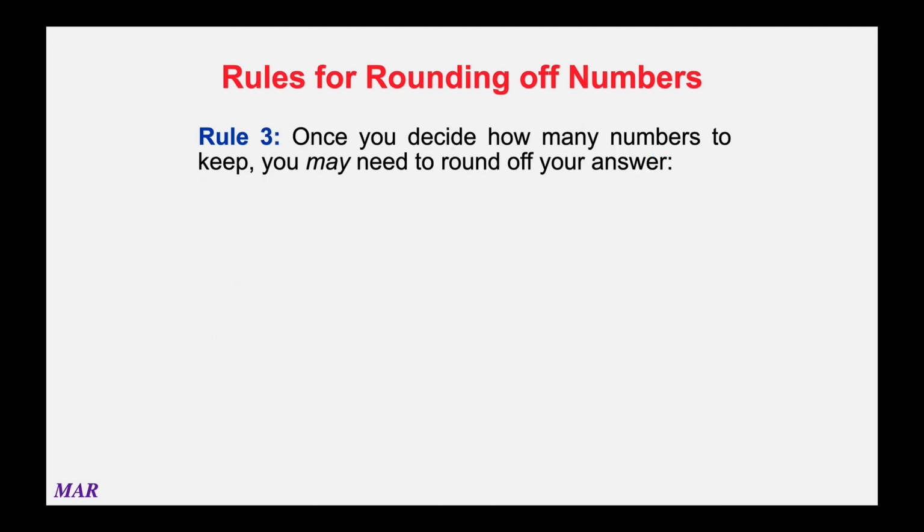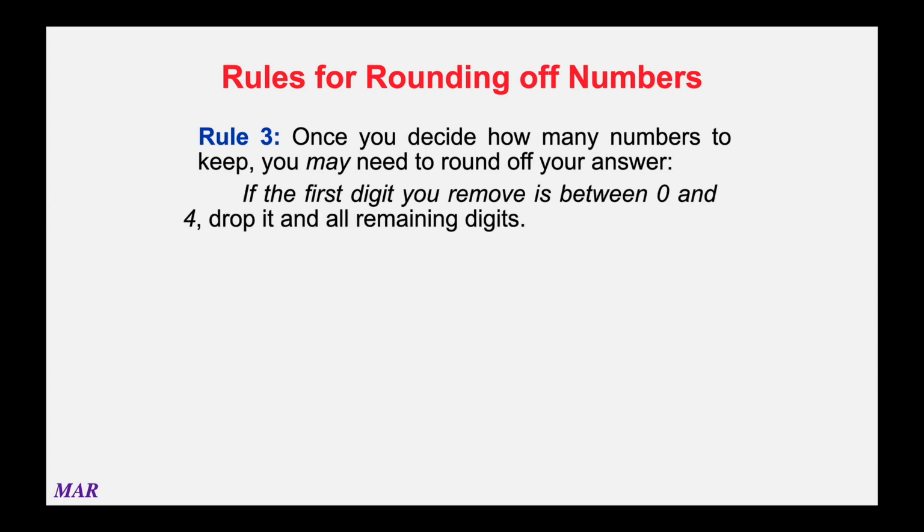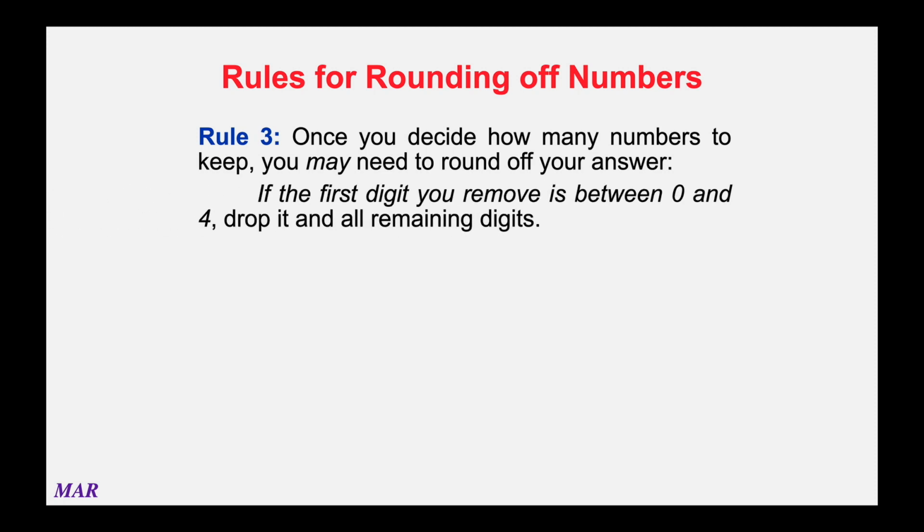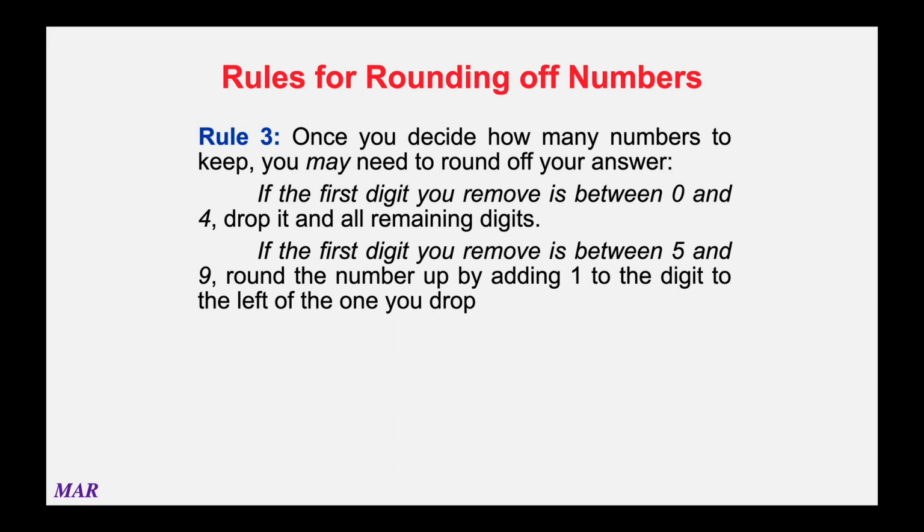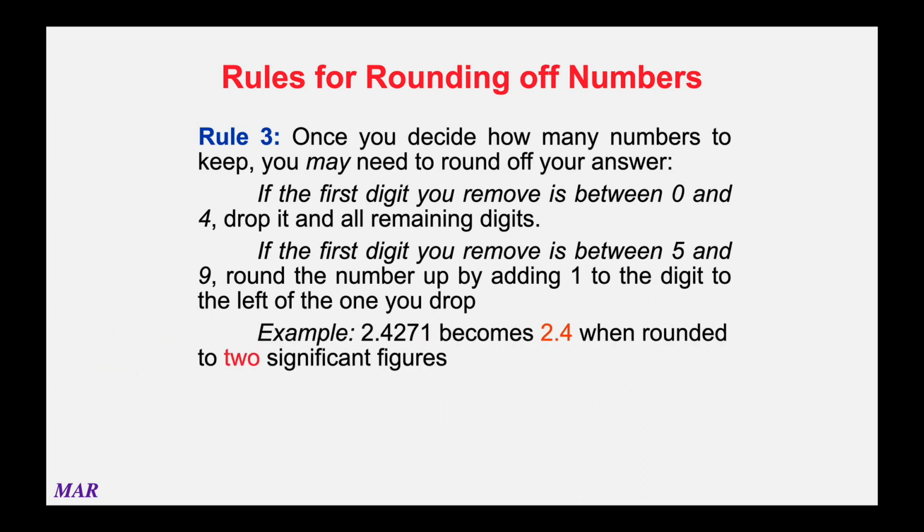Rounding up, which I already mentioned earlier, is something you may have to do. If the first digit that you're going to remove is between 0 and 4, you just drop it and leave the number alone. But like we saw in the multiplying and dividing, if the first digit you drop is between 5 and 9, round it up. So 2.4271 would become 2.4 when you round it to 2 sig figs, because the first digit you drop is the 2. 2 is between 0 and 4, so you just leave the 2.4 alone.